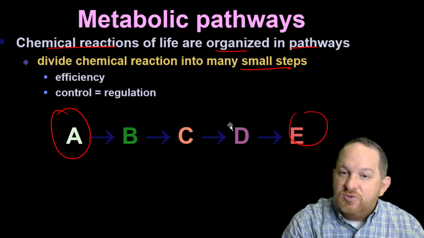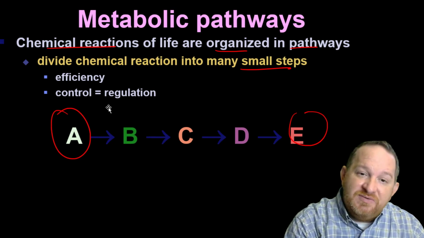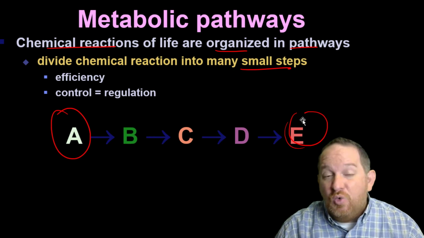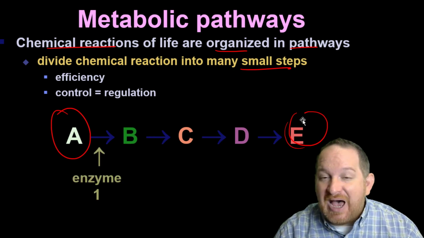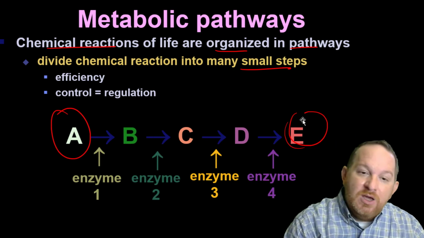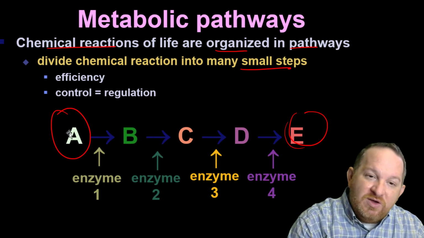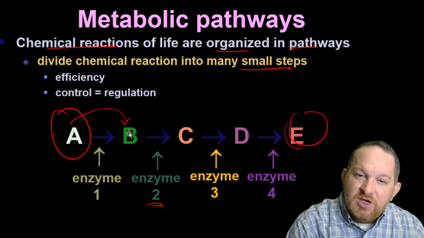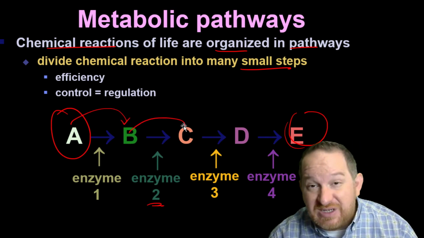Well, that will take place through several small steps, right? This turns into this, which turns into this, which turns into this, which ultimately gives us this. Well, believe it or not, there are enzymes along each step to do the work. So enzyme 1 will convert molecule A to molecule B. As you can see, enzyme 2 converts B to C. What does that look like?